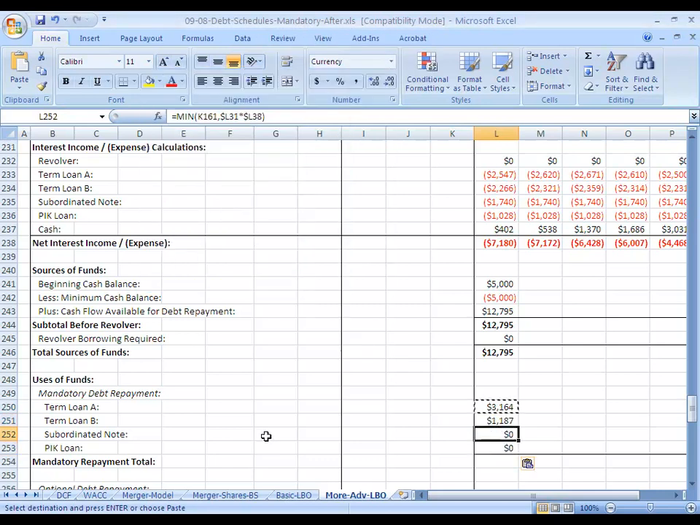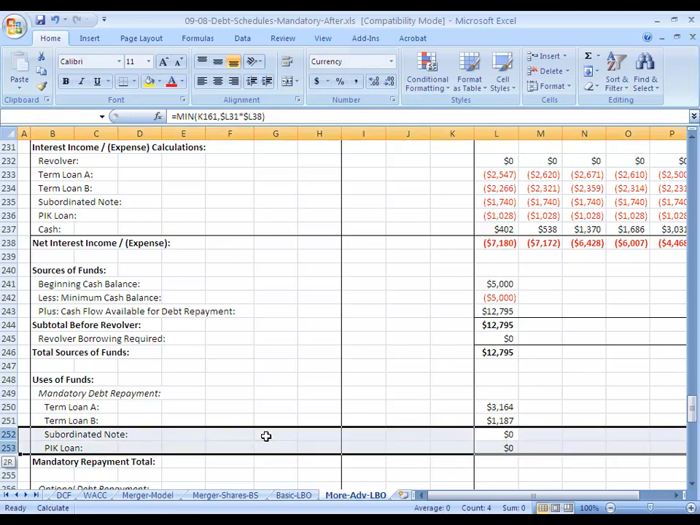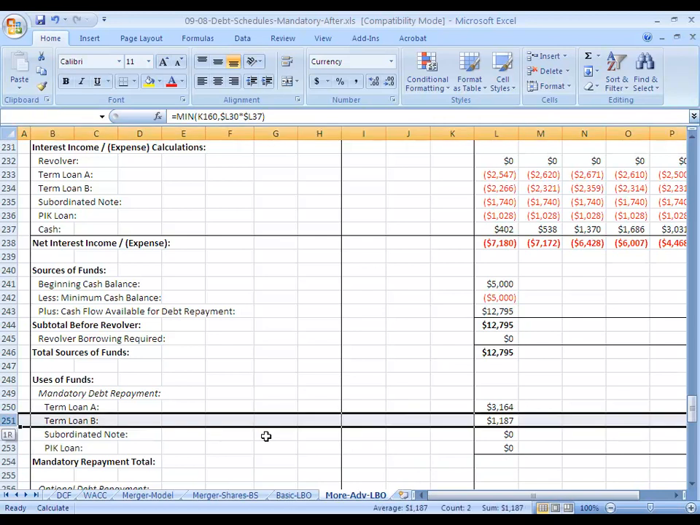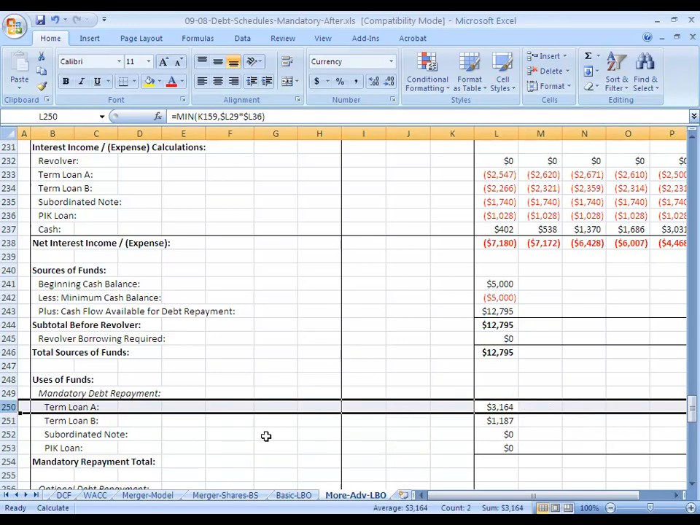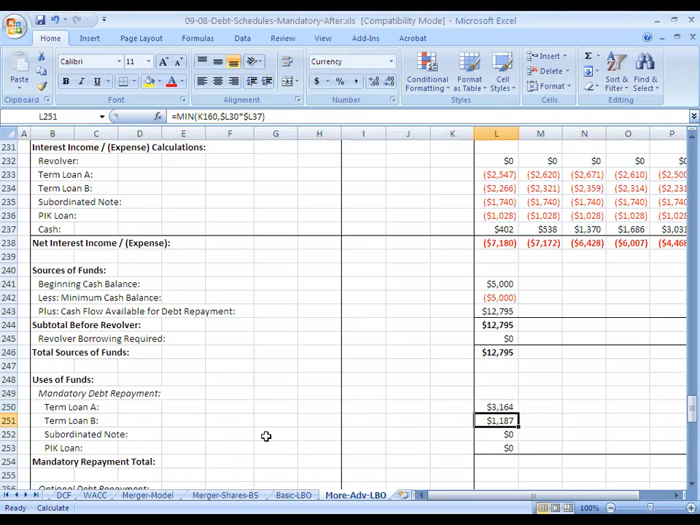So I'm going to copy these formulas down. We see that as expected, we have nothing for subordinated note or PIK loan. These are both high yield debt, so there is no principal repayment. But for term loan B, we actually have a fair amount. 5% principal repayment is required versus 10% for term loan A. I'm going to sum these up.